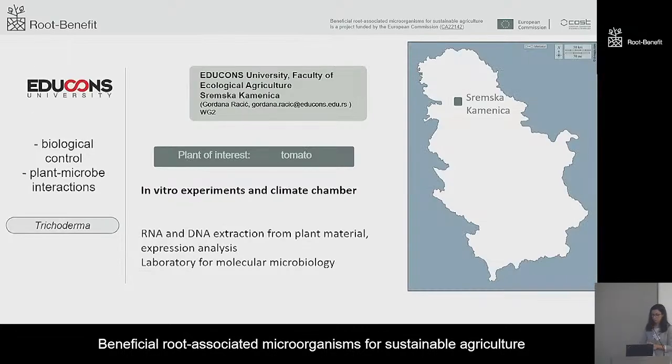And the last institution is Educons University, located in Sremska Kamenica. They are focused on biological control, mainly Trichoderma isolates, and plant microbe interactions. The plant of interest is tomato, so they are mainly working on plant expression in plants. Thank you.